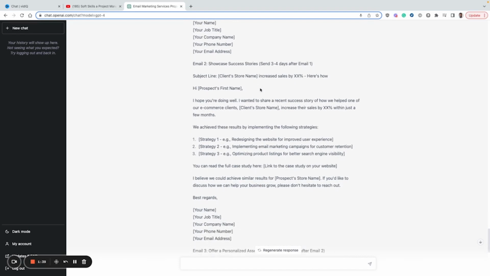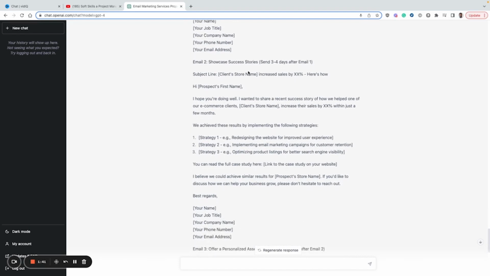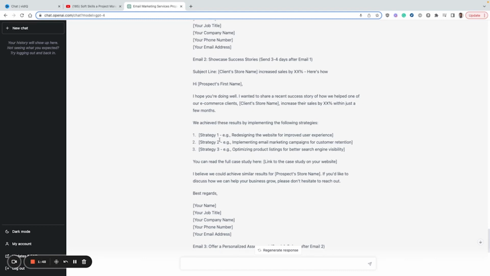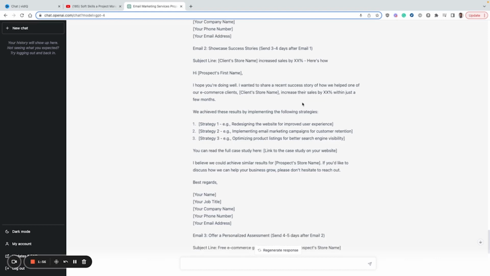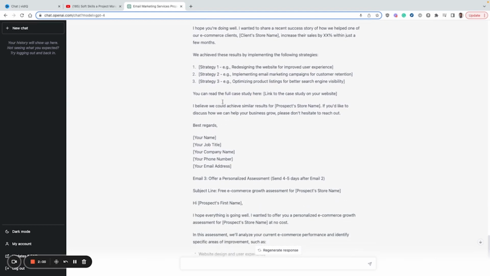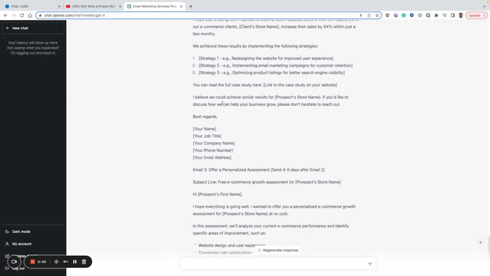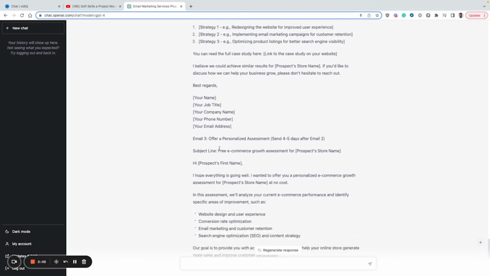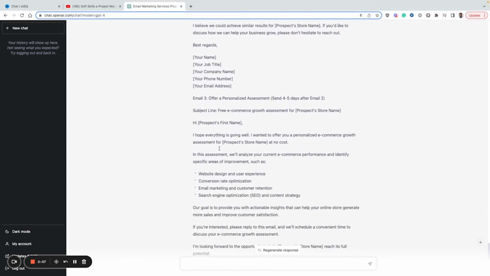Email number 2, they focus on sharing success stories. So here they have it outlined where you can share 3 different case studies or success stories that you have, and they break down the value and the results that they were able to achieve with that particular client or a series of clients. And they have places where you can put your information in and replace it with, which is good.